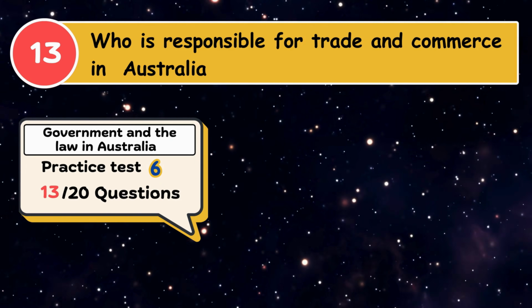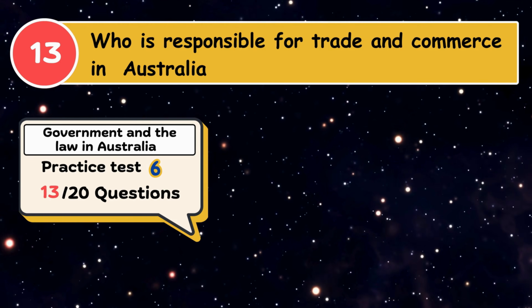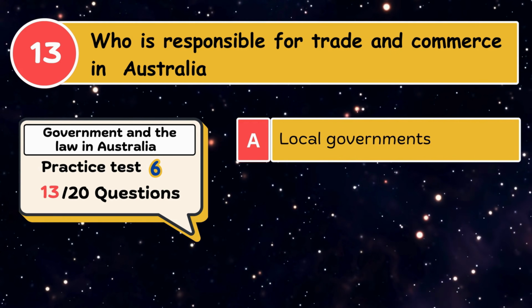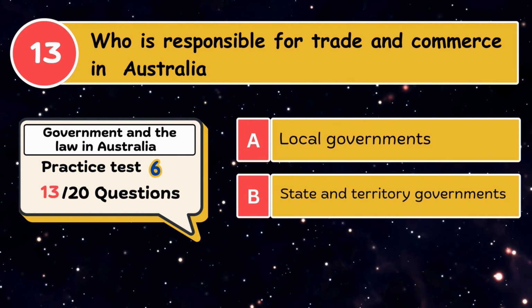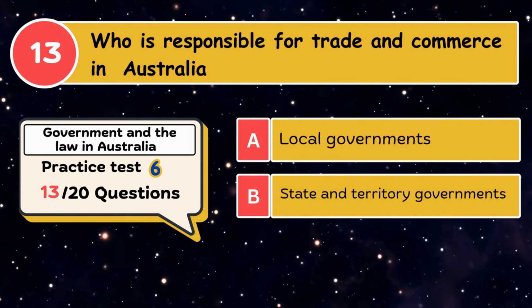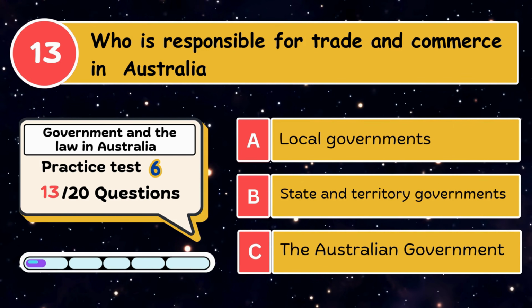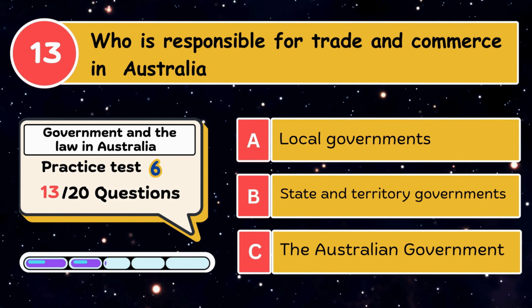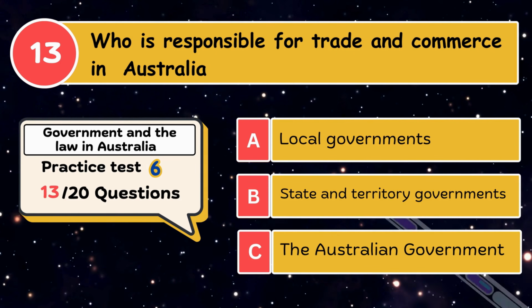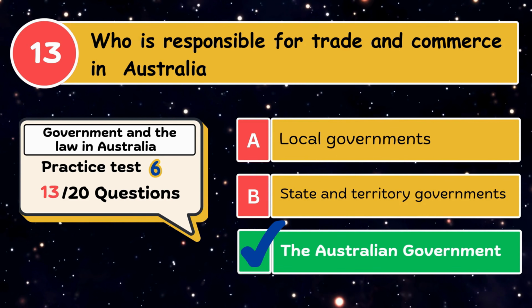Who is responsible for trade and commerce in Australia? A. Local governments. B. State and territory governments. C. The Australian government. The correct answer is the Australian government.